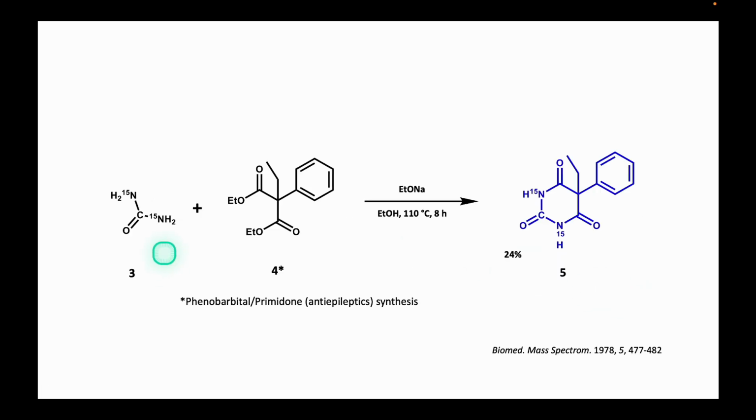Through two condensation reactions between labeled urea and the substituted malonate 4, whose synthesis was already presented in a previous video, labeled phenobarbital is produced with a yield of 24%.